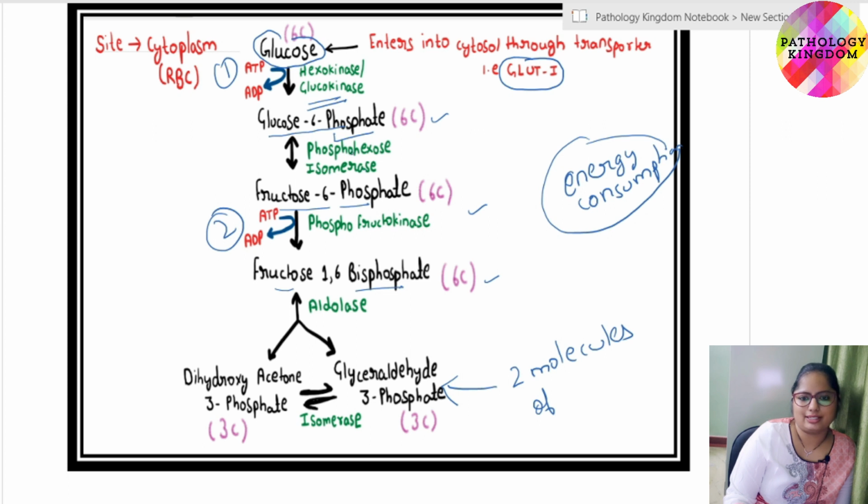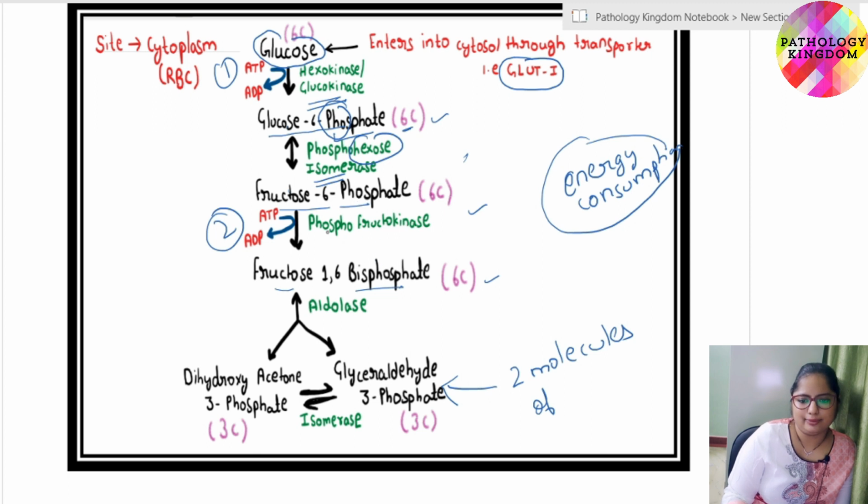phosphohexose isomerase. You can memorize it by phospho, 6 carbons, so hexose, and isomerase, because both are isomers. Now fructose 6-phosphate will be converted into fructose 1,6-bisphosphate. One more phosphate group is added, that's why it is named bisphosphate. One phosphate at the 1st position of carbon and one at the 6th position. That's why it is known as fructose 1,6-bisphosphate.